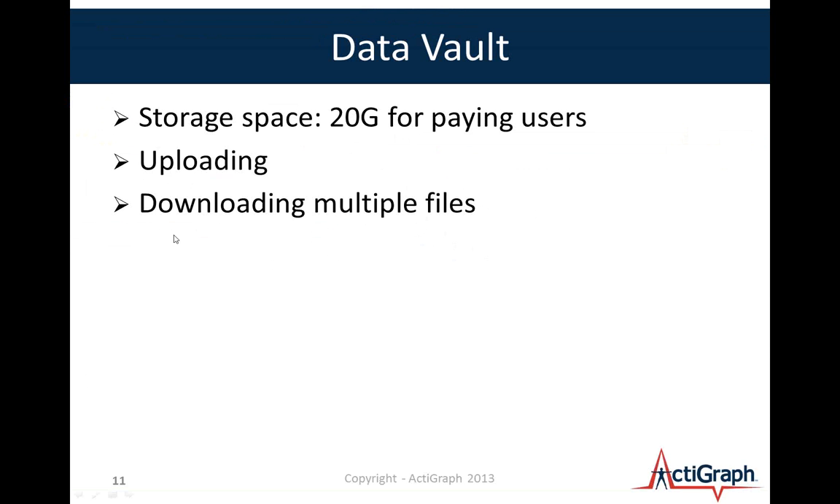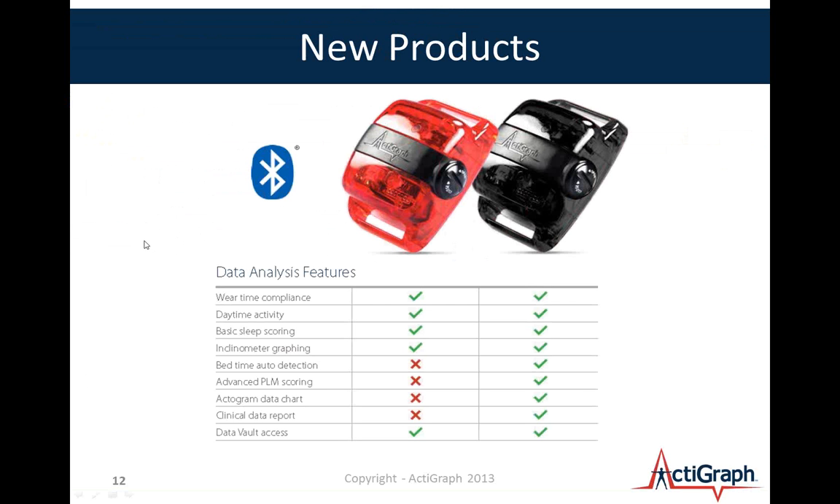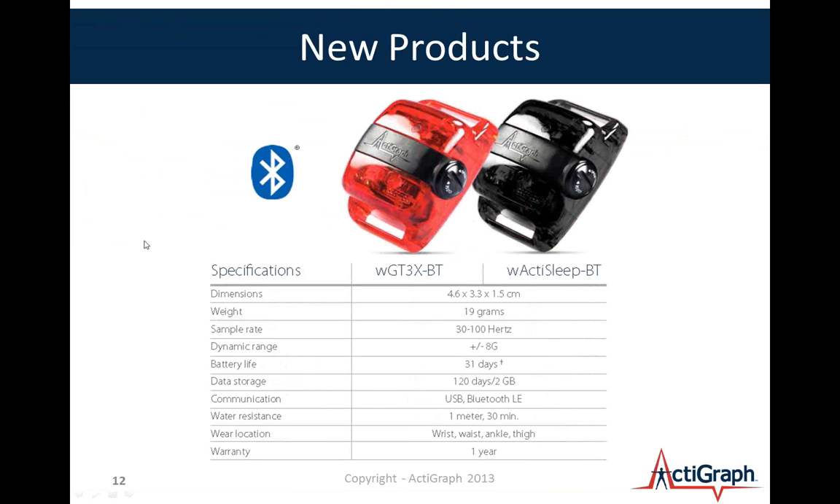We do have a new device coming out next month. This is our WGT3X BT. BT stands for Bluetooth. And you'll note in the specifications here that this is Bluetooth LE supported. And we love this protocol, and I'll tell you why in just a moment. We are upping the memory. So we're going from 512 megabytes to 2 gigabytes, giving us 4 times the storage. A little bit better battery life, improved dynamic range. These devices will support plus or minus 8 Gs instead of just 6 Gs.